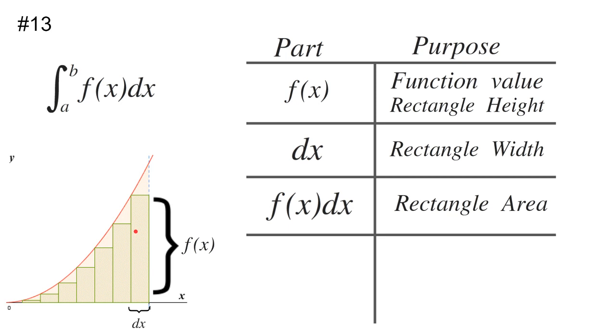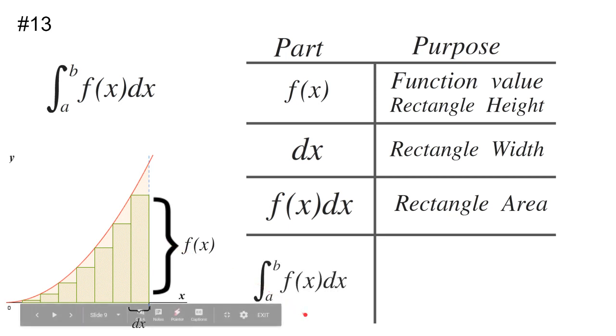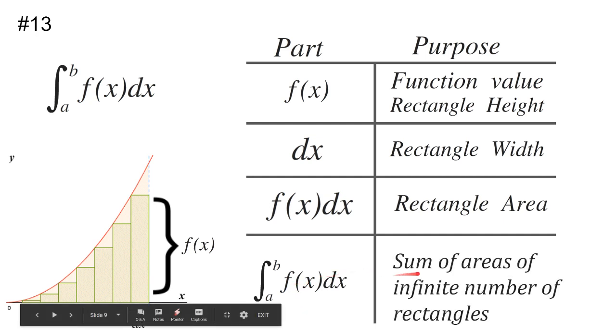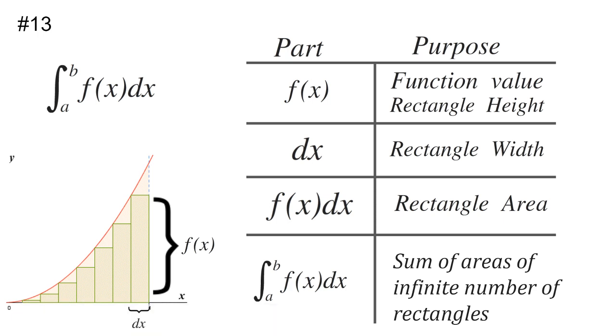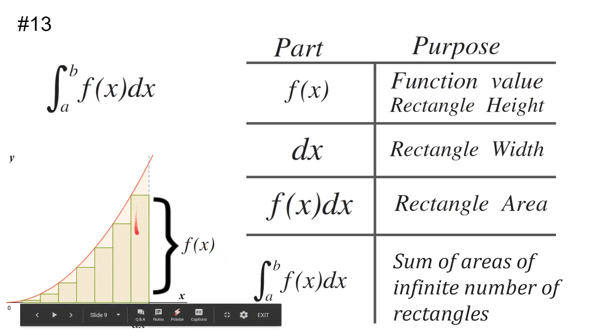So now we have the entire composite expression, the integral from a to b of f of x dx. What that means is the sum of the areas of the infinite number of rectangles. We have all these infinitely many rectangles, and f of x dx is the area of each. Because we have this integral sign, we are summing up all the infinite rectangles between the curve and the x-axis.